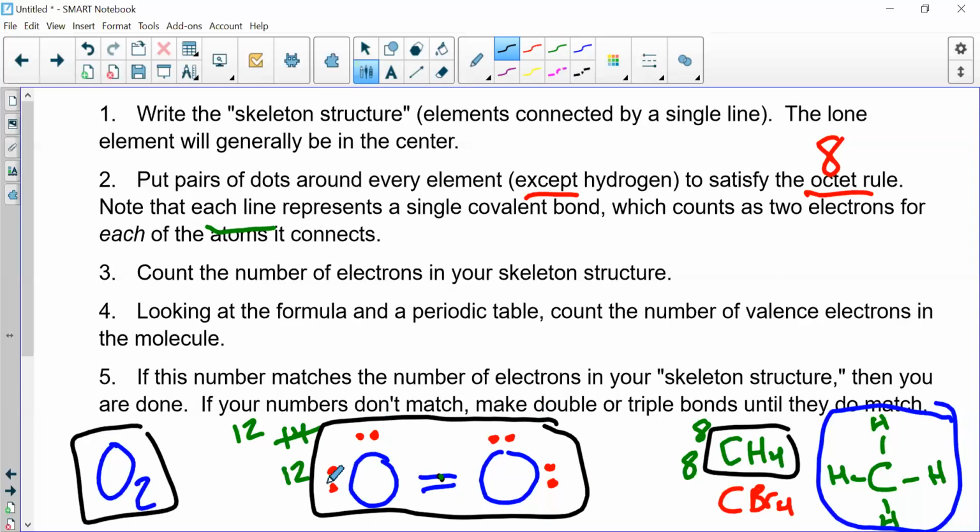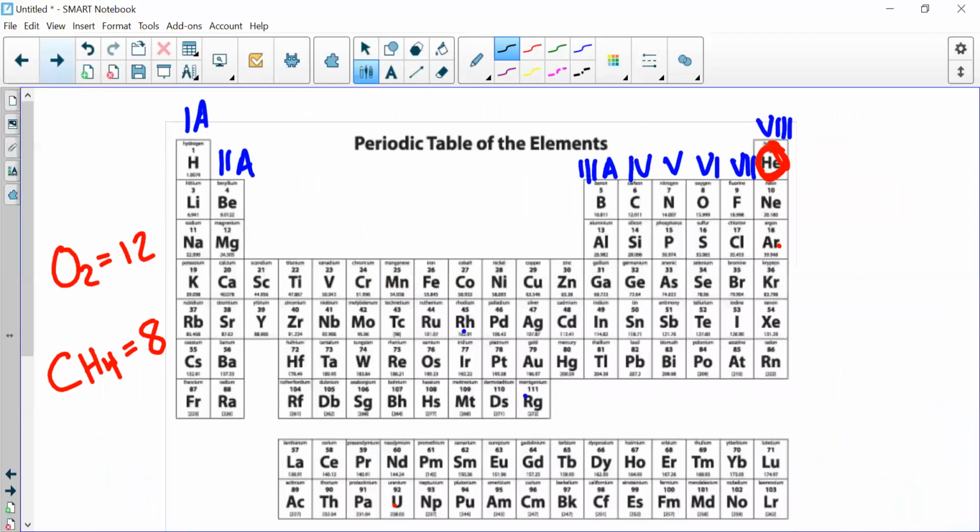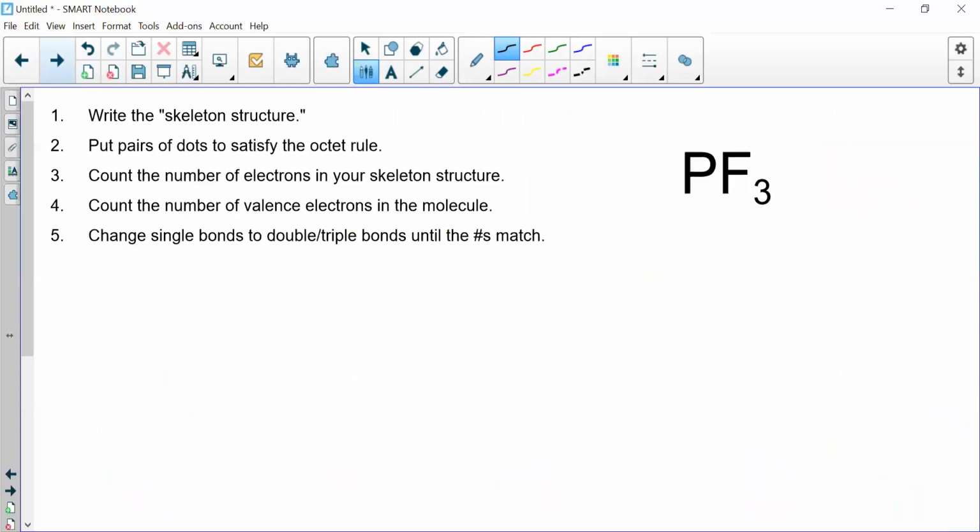All right, let's go through some examples. So for every example, I wrote the steps kind of simplified here, just as a refresher. All right, PF3, which we would call phosphorus trifluoride. First thing we do is we write the skeleton structure. Now, when you have 3 things, you put the central atom first. Now, why P in the center? Because it's the lone atom. Now, when you have 3, you generally go left, right, and up. And you put your F's here.